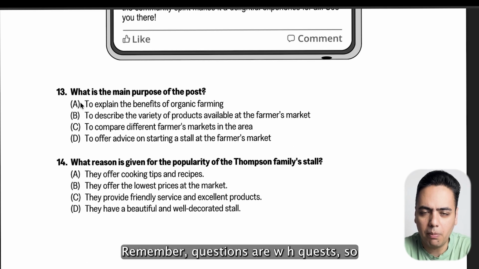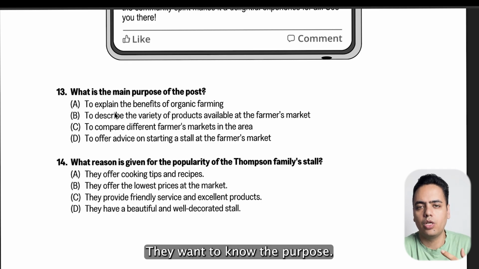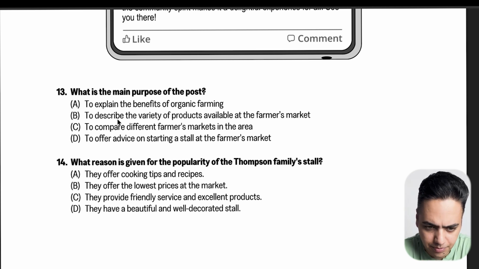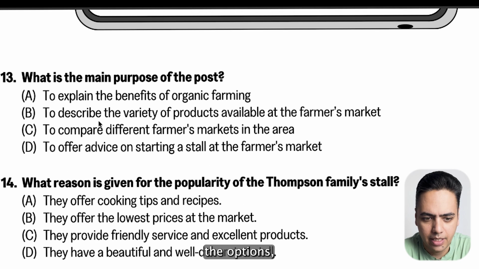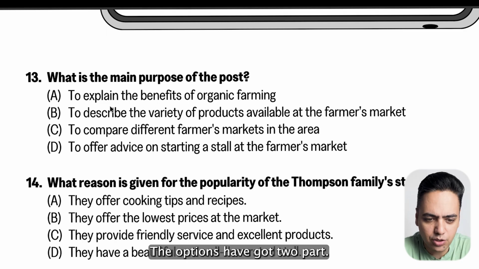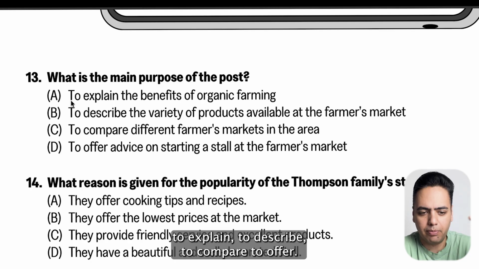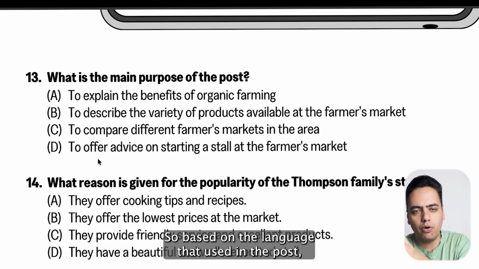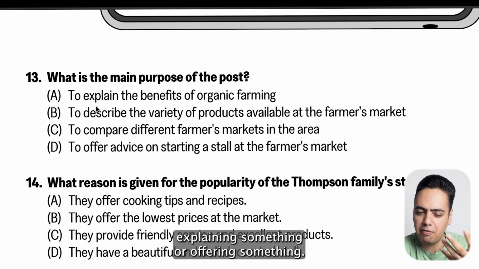Remember, questions are WH questions, so what, why, how, and things like that. They want to know the purpose, they want to know the function, the reason behind something mentioned in the post. And as you see, the options, I'm going to zoom in a bit further. The options have got 2 parts. One part of the options looks like this: to explain, to describe, to compare, to offer. So based on the language that you use in the post, you can already figure out that the text is either explaining something or offering something.